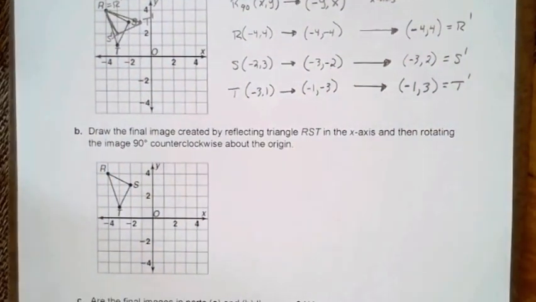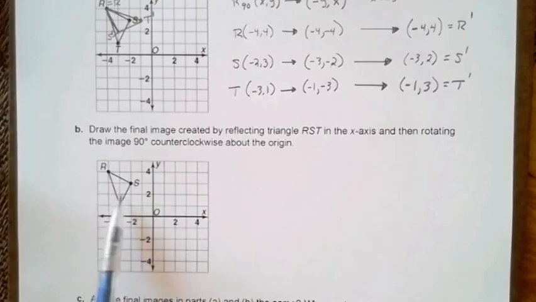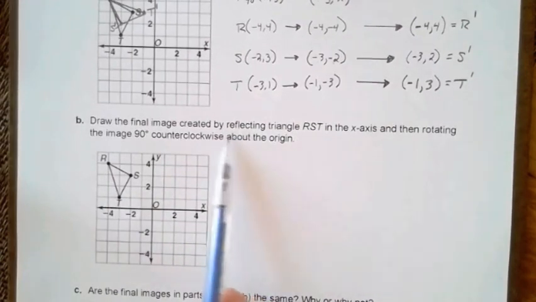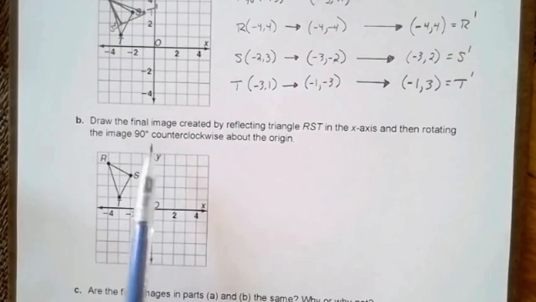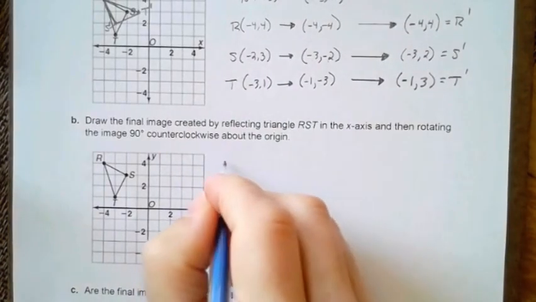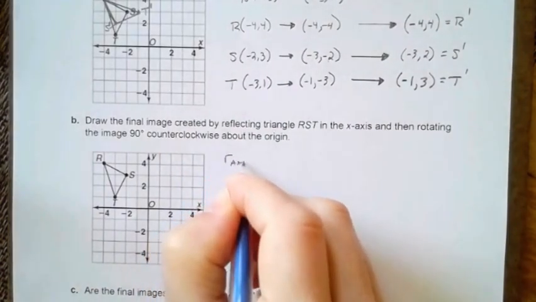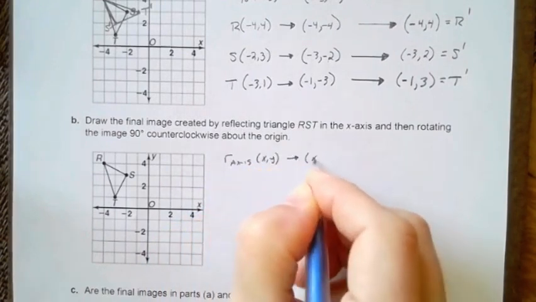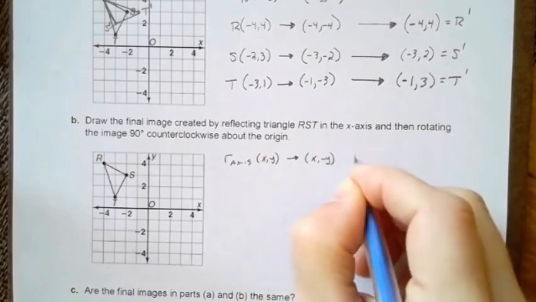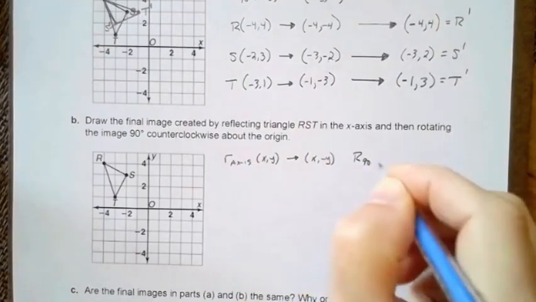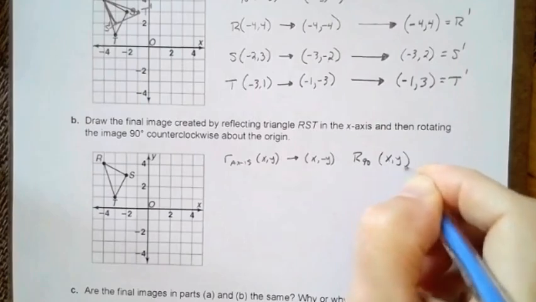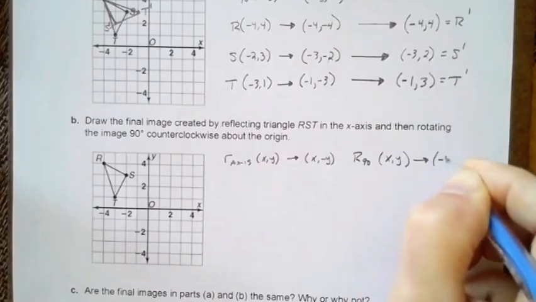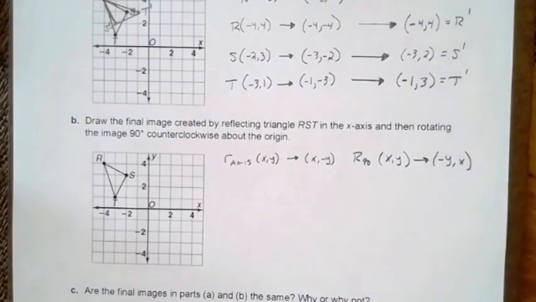Now, what if we do this in a different order? Are we going to get the same picture? We're going to take this triangle, RST, reflect it over the x-axis first, then rotate 90 degrees. So a reflection in the x-axis, again, takes (x, y) and maps it onto (x, -y). And then a rotation of 90 degrees counterclockwise is going to take (x, y) and map it onto the point (-y, x).